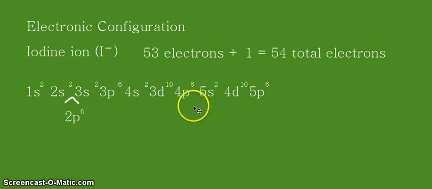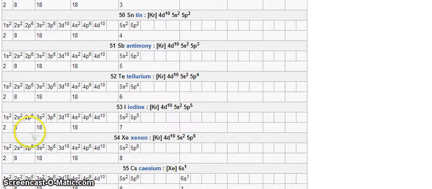Now let's compare our answer to the Wikipedia page. Here is the Wikipedia page for neutral iodine: 1s2, 2s2, 2p6, 3s2, 3p6, 3d10, 4s2, 4p6, 4d10. Again, this is written in increasing number of shells: first, second, third, fourth. So the outermost shell is the fourth shell. However, sorry, we still have the fifth here.